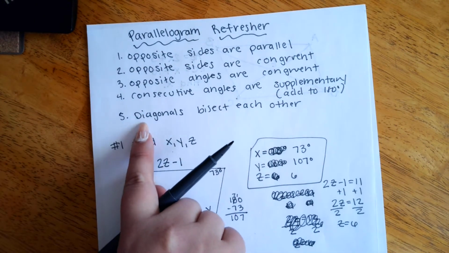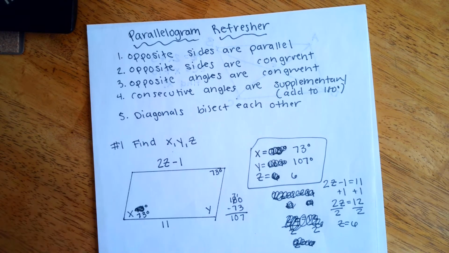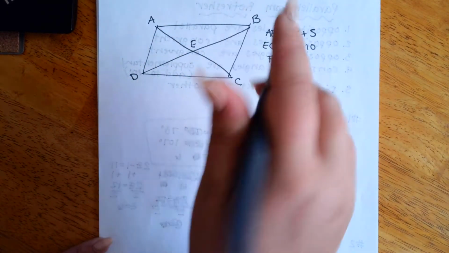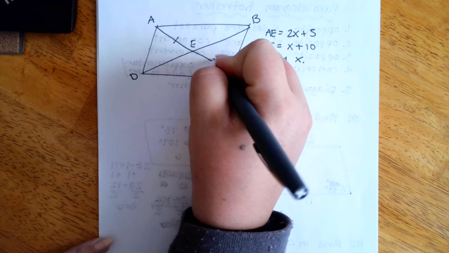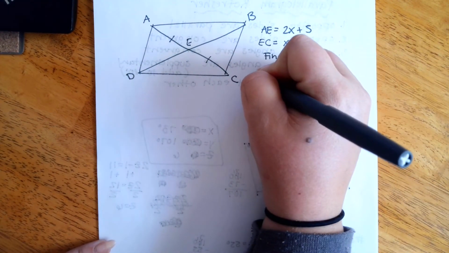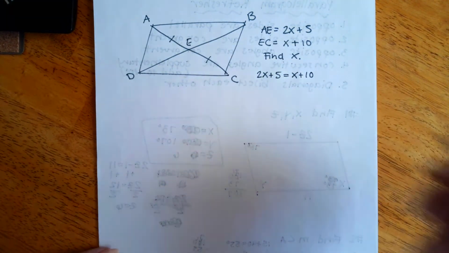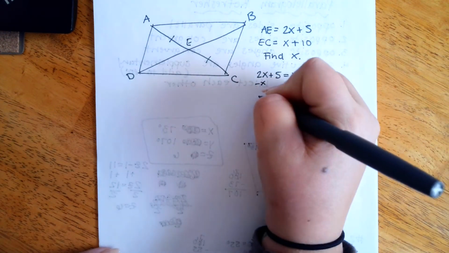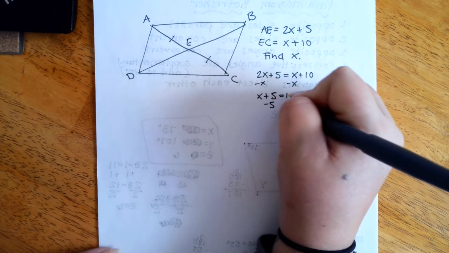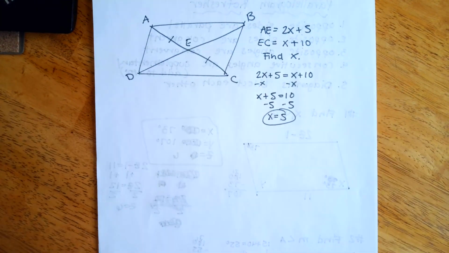So we got to look back on our notes, or in my case, the front of this paper. What do we know about diagonals? They bisect each other. We have to remember what bisect means. Bisect means it splits it in half. So that means right here, this diagonal is being split in half, which means AE is congruent to EC. So that means we can set these equal to each other. So 2x plus 5 equals x plus 10. Let's subtract x from both sides. We'll have x plus 5 equals 10. Subtract 5 from both sides, and we've got x equals 5.